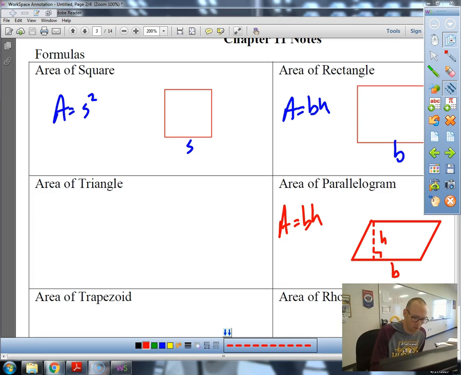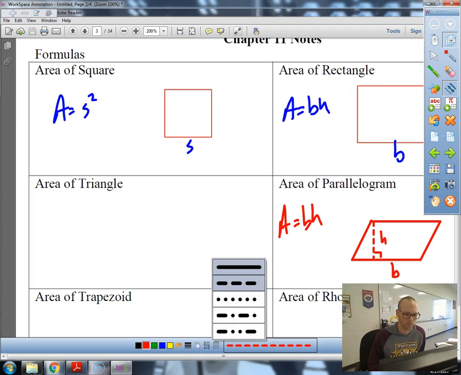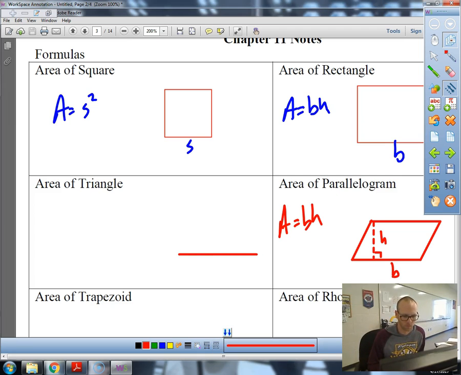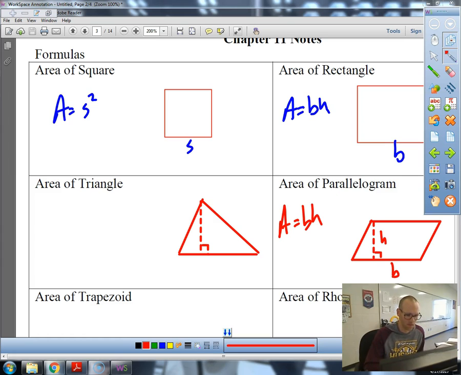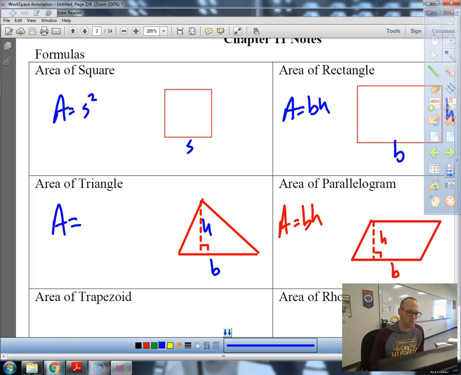All right, now let's go to the triangle. I'm going to draw a triangle. I'm going to draw the height. It's going to go from the vertex. It's going to be perpendicular to the opposite base. Here's the base. There's the height. How do I find the area of a triangle? You guys are familiar with this. You've known how to do this for a long time. It's 1/2 the base times the height.